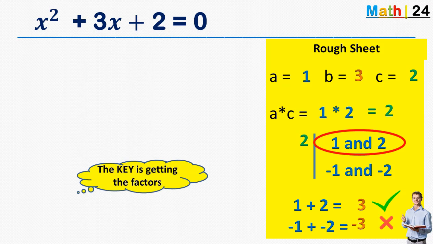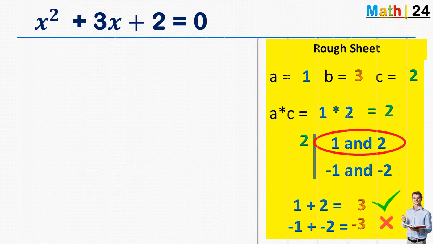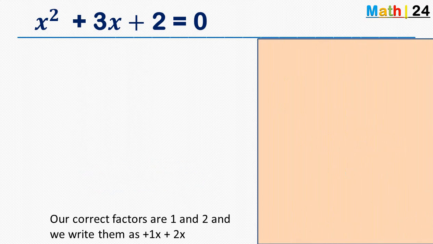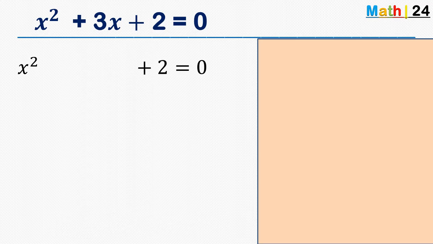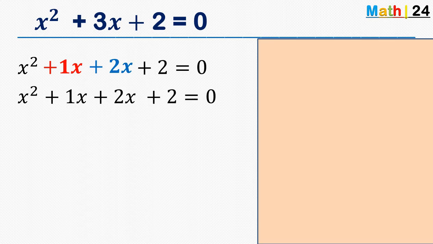We now move on to our equation. However, remember that the key is to get the correct factors. Our correct factors are now 1 and 2, and we will write them as plus 1x plus 2x. We now move on to our equation. We have x squared. I'm going to replace plus 3x by the correct factors plus 1x plus 2x. So I have plus 1x plus 2x and plus 2 equal to 0. In the next step, I'm going to be grouping in 2's such that they can factorize.